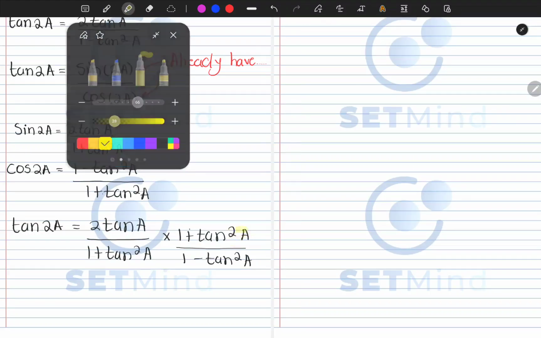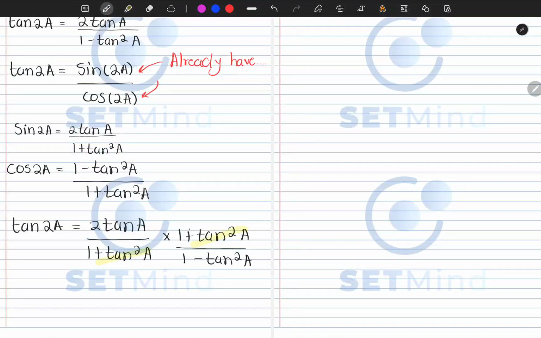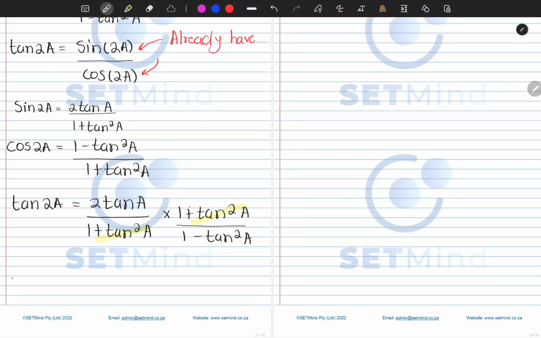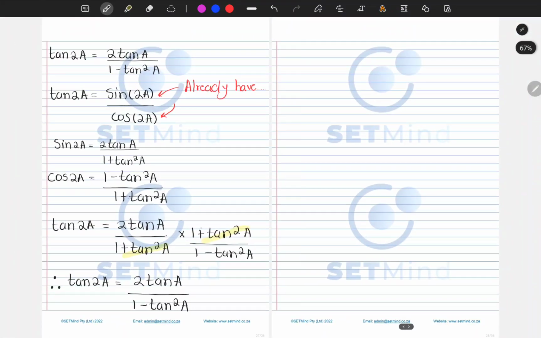So that was 1 plus. So this and that cancel. And as you can see, our answer tan 2A is equal to 2 tan A divided by 1 minus tan squared A. That is how we prove that identity.